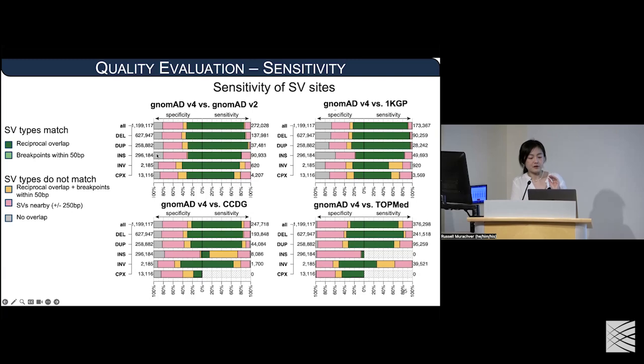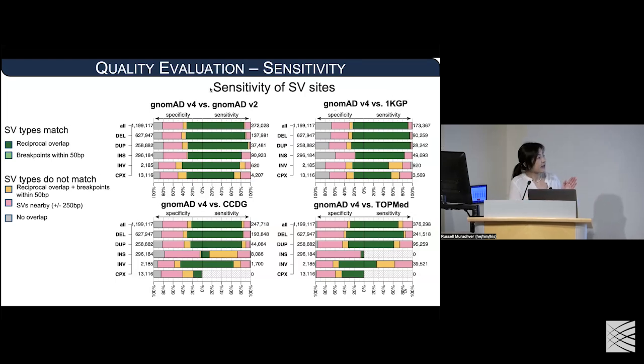And the pink represents where you don't have a direct overlap, but you have something very close. They might be the same events, but for some reason you just couldn't call them very clearly. I'll explain on the other pages why sometimes we cannot call them very accurately.